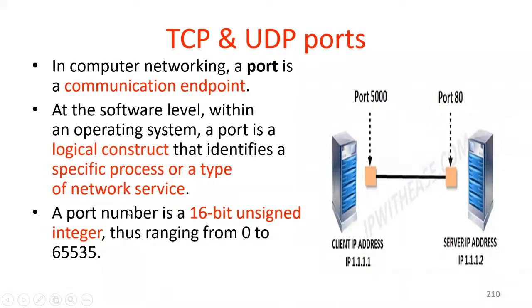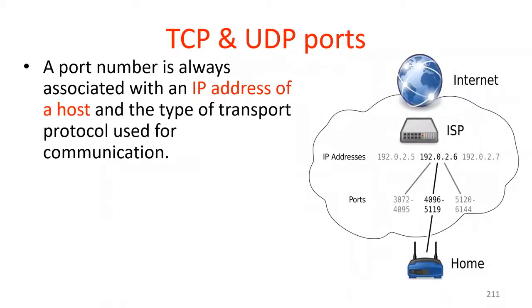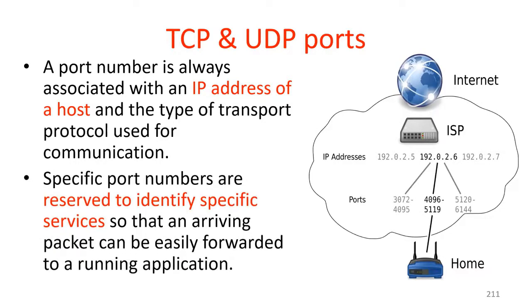Each port number has different services. It is used for identifying the specific process. And then the port number is always associated with the IP address of a host. For example, you have an IP address like 192.0.2.5 or 192.0.2.6. Along with this IP address, you have a port number. The port number is always associated with the IP address of the host and the type of transport protocol used for the communication. Specific port numbers are reserved to identify specific services, so that an arriving packet can easily be forwarded to the running application.